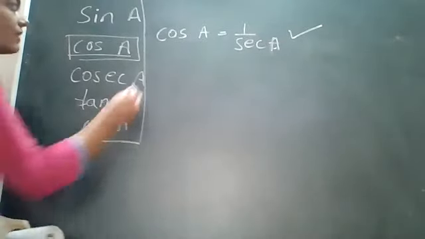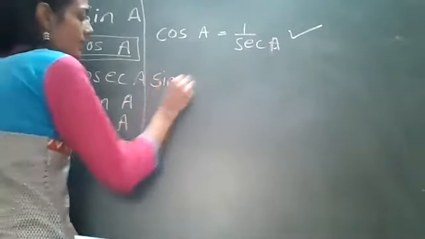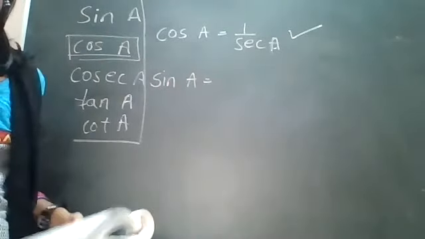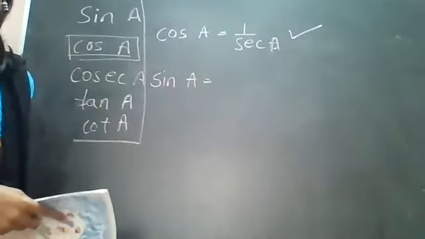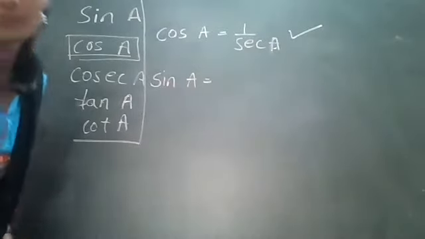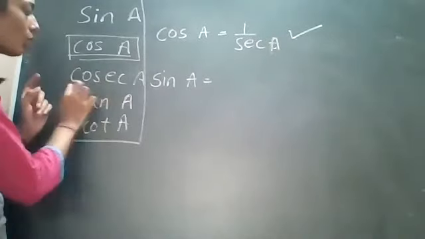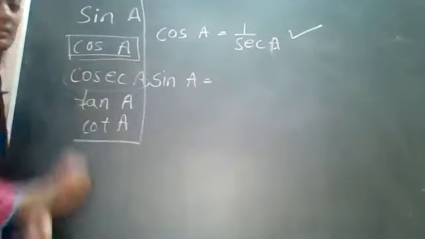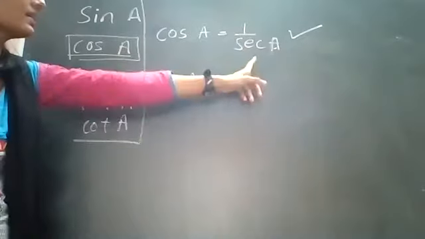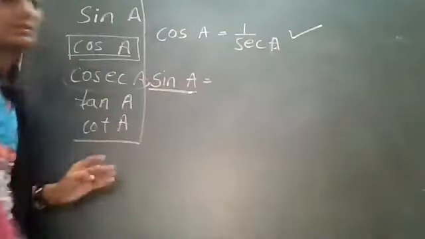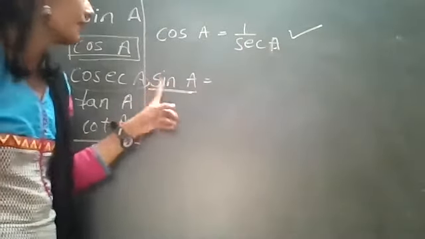Now we will find out the sin theta. Now sin A is equal to what? How can we find out the sin A? 1 upon cosec. Yes, 1 upon cosec, but we don't want cosec. We have to go to sec. So think something. How can we get the cos now?